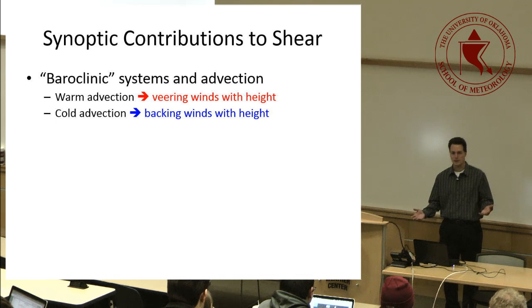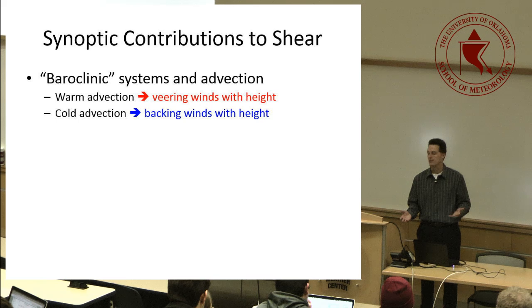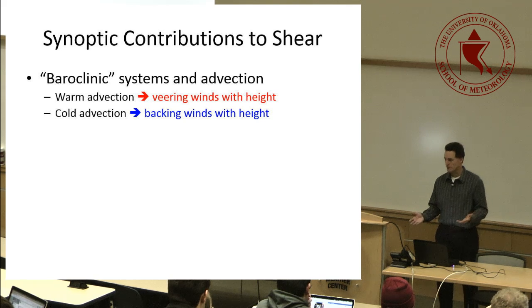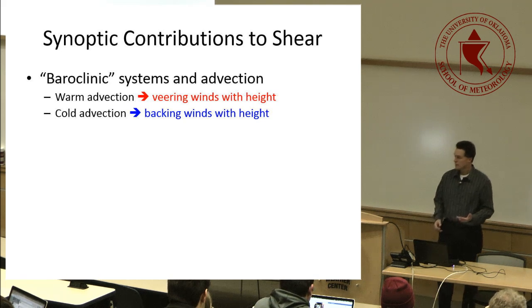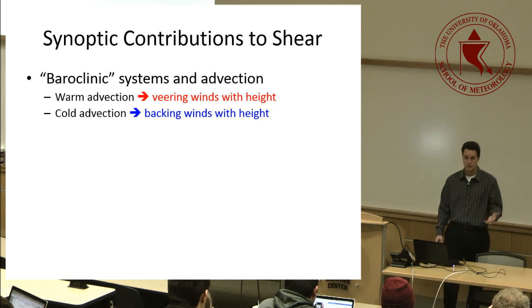Again, this goes back to week 1. We talk about baroclinic systems. That just means there are temperature gradients. If there are temperature gradients, you tend to have advections. And in this case, warm advection is a veering wind with height. Technically, it's a veering of the geostrophic wind with height. Cold advection would be backing of the winds with height. So the one we're most interested in for severe storms in the warm sector would be the veering wind profile and warm advection.